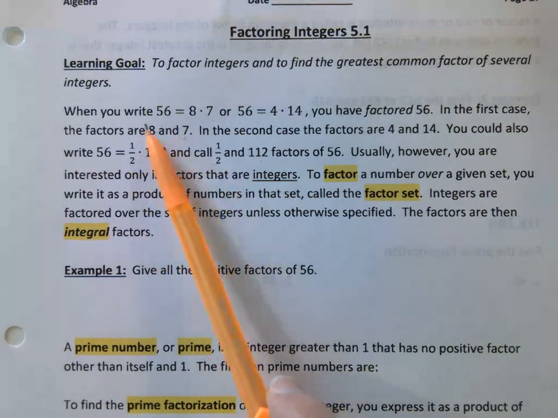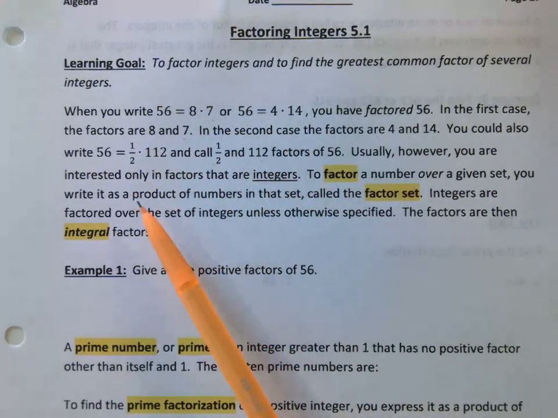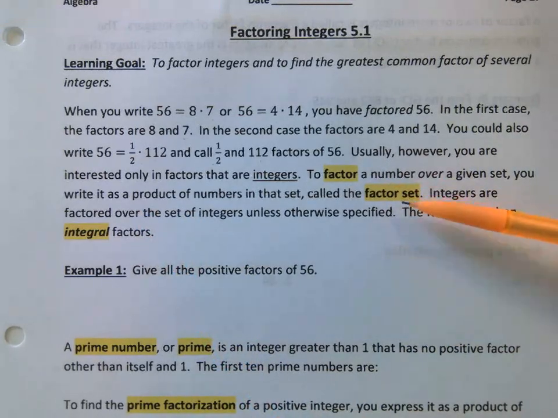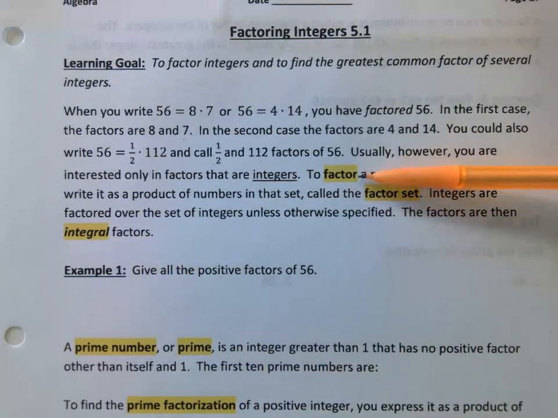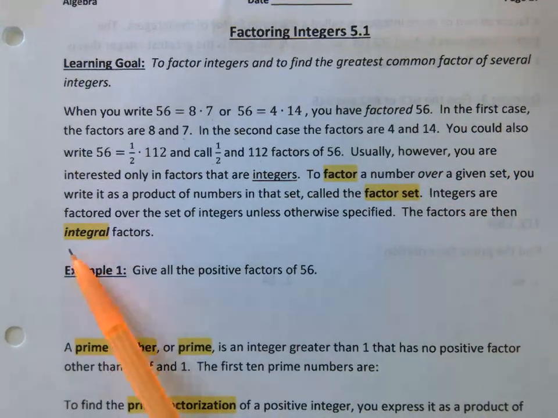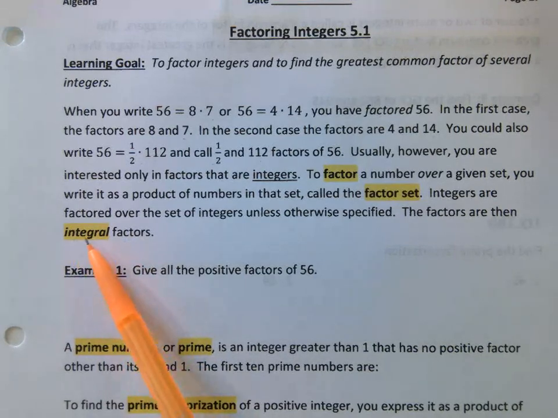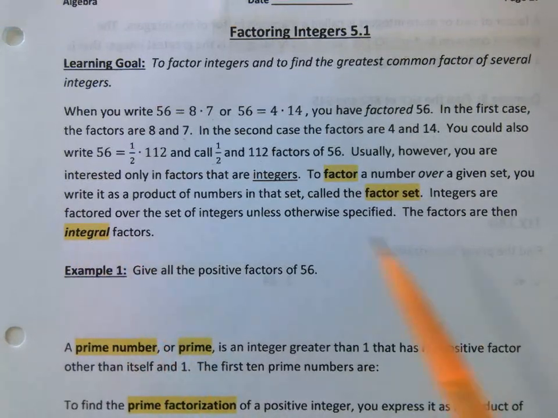We would usually factor it 8 times 7 because those are both integers, and 4 times 14 because those are both integers. If the factor is an integer, then our factor set is generally integers, and these factors are called integral factors. If you look, it looks like integer. Integral factors just mean that the factors are integers.